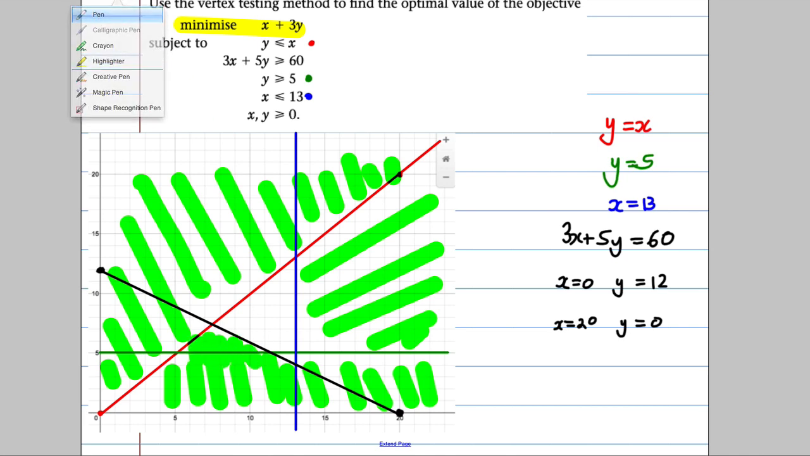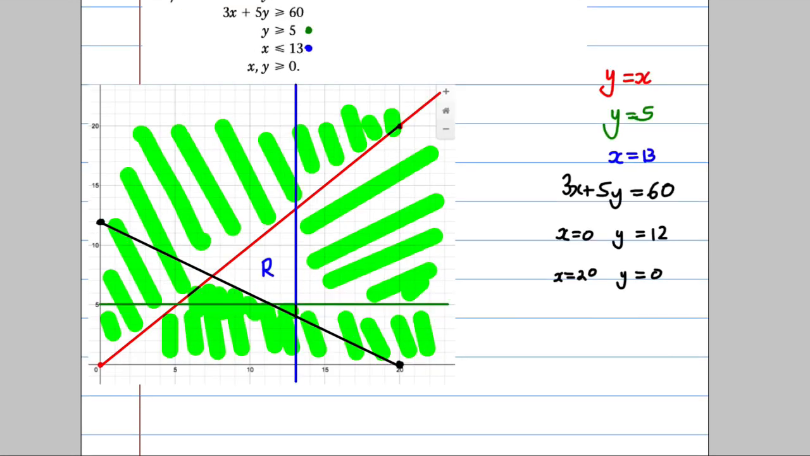And we've determined here our feasible region. This here is our feasible region. So let me just mark the vertices of my feasible region. This one here I'm going to call A, this one here I'm going to call B, this one here I'm going to call C, and this one here I'm going to call D.